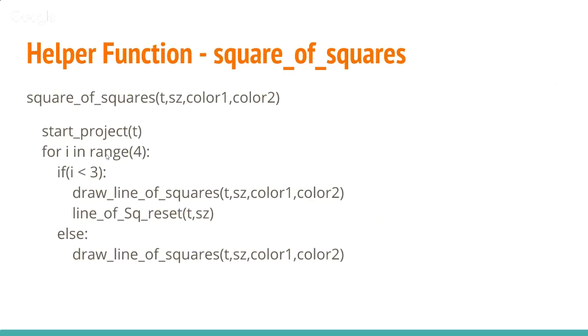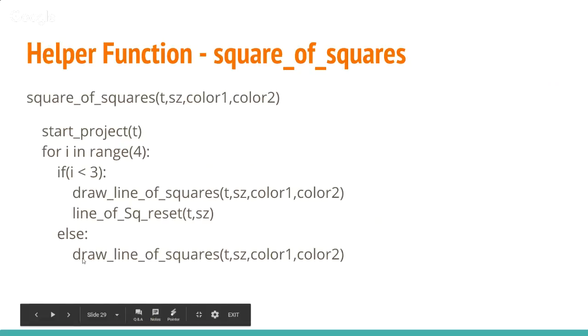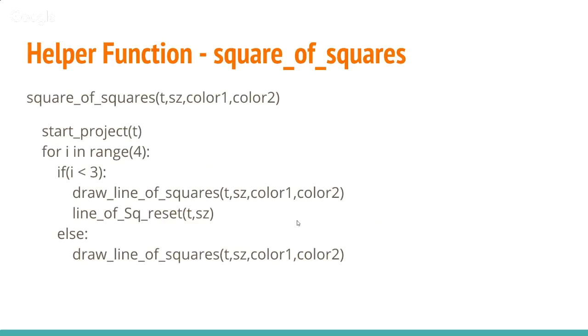However, we have for I in range of 4. If I is less than 3, we draw the line of squares and then have the line of square reset called here. And then if it's at number 3 of the iteration of the for loop, we just draw the line, and I have something else to take care of that.